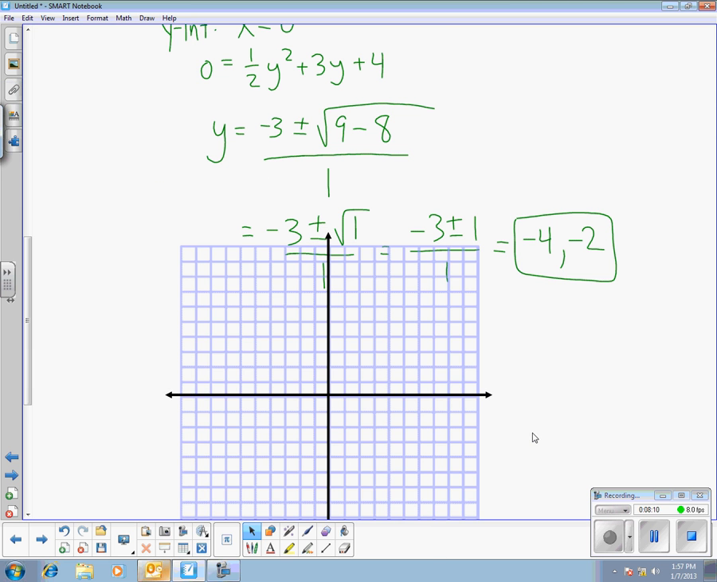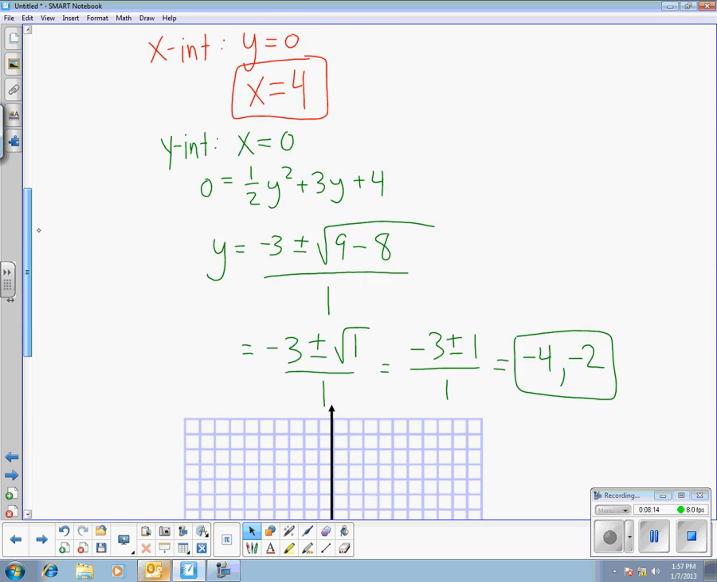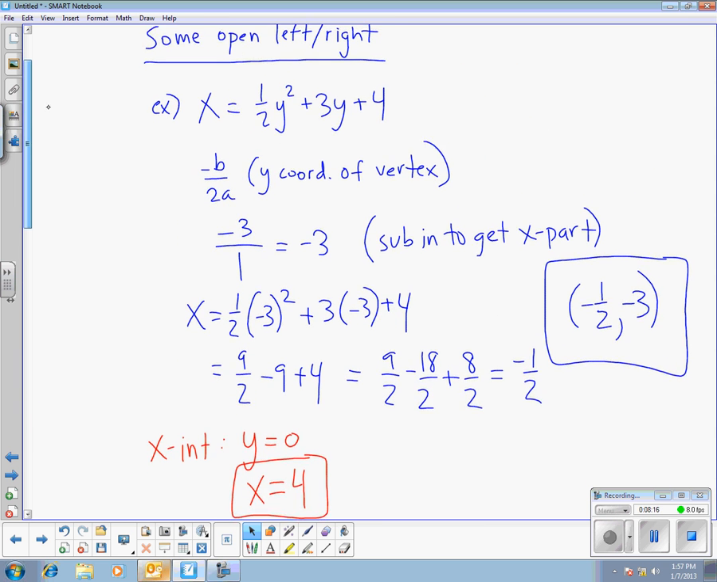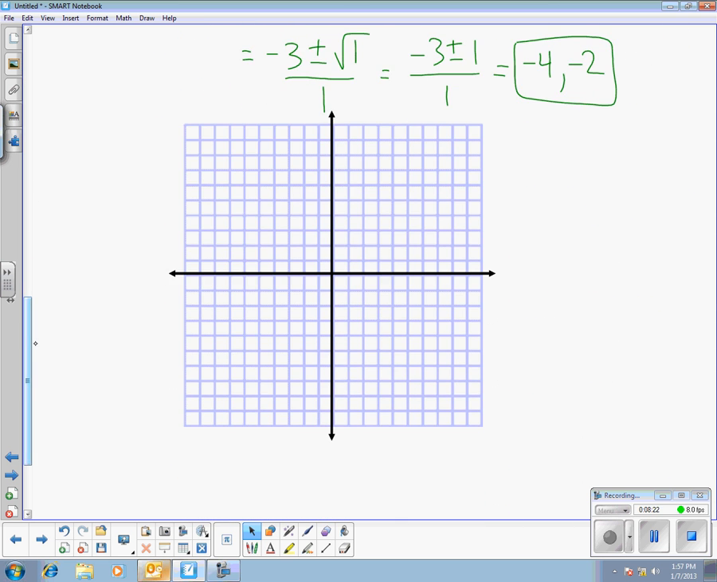All right, so we know it opens side to side because x was the part that got squared. Our x's and y's are reversed from what we've always done. So it's going to open side to side. Its vertex is negative 1/2, negative 3, which is negative 1/2, negative 3 right here.